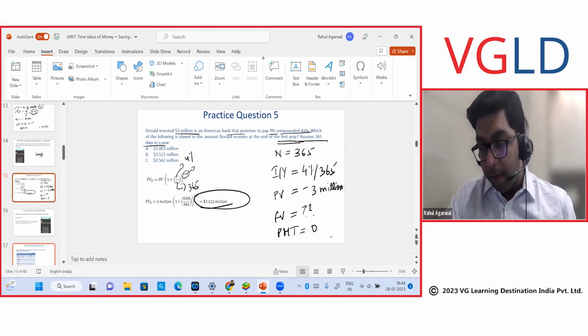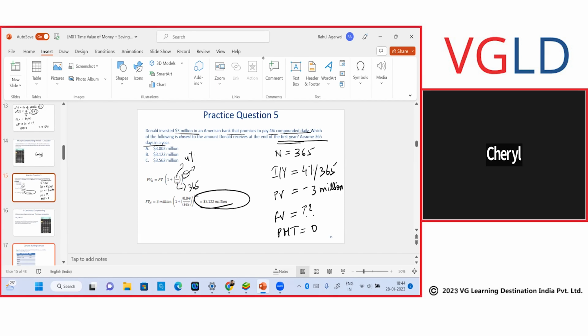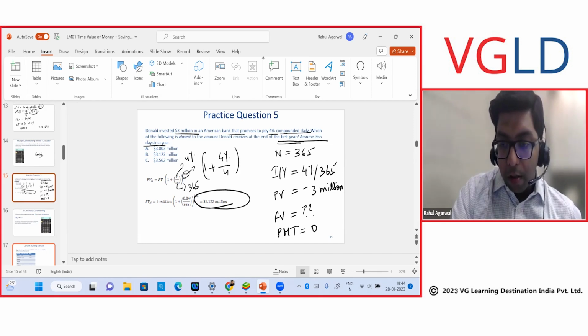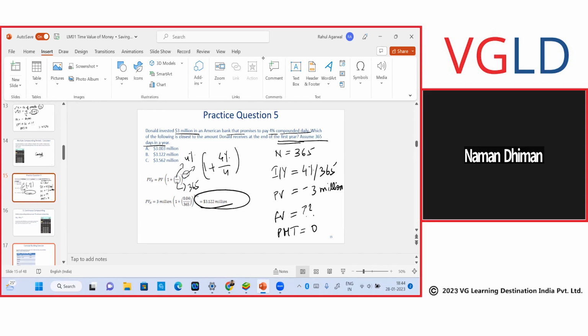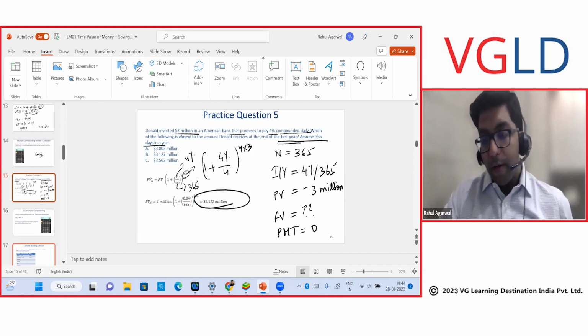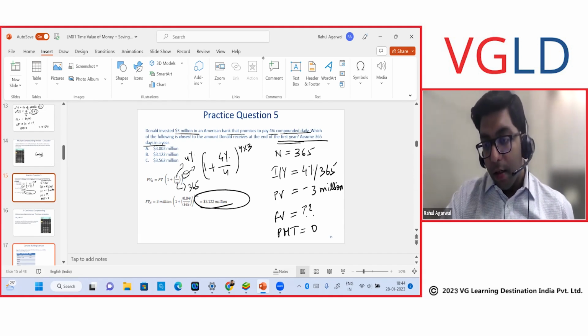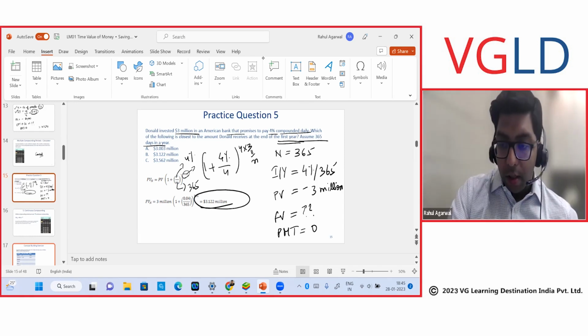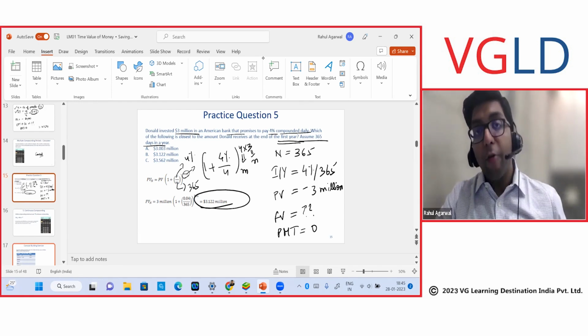Suppose this was quarterly. Let's suppose that interest rate is the same 4%, but it was quarterly. So I would have done 4% by 4, right? 1 plus 4% by 4 to the power how many years? One year, right? To the fourth. Let's assume it is 3 years. So 4 into 3, right? 3 years and 4 quarters in each year. What is this 3? This is N, number of years. What is this M? Number of periods in a year.